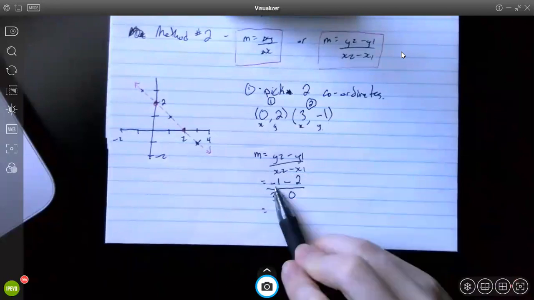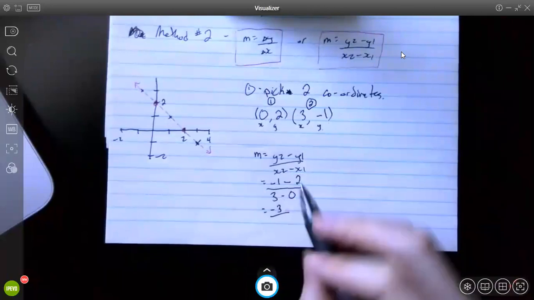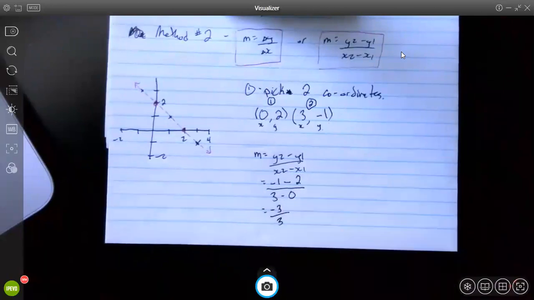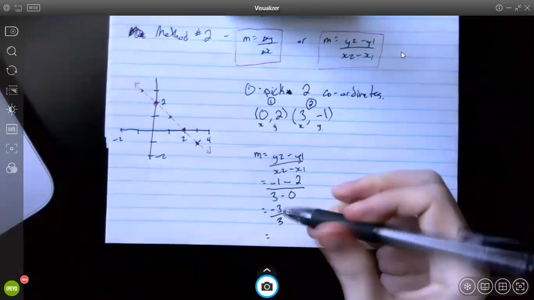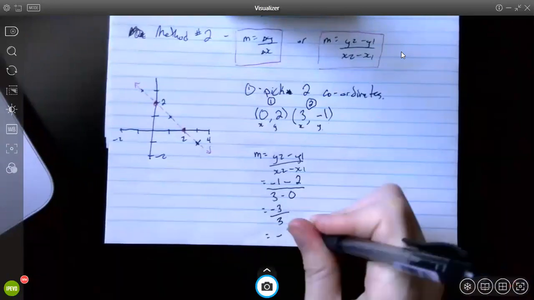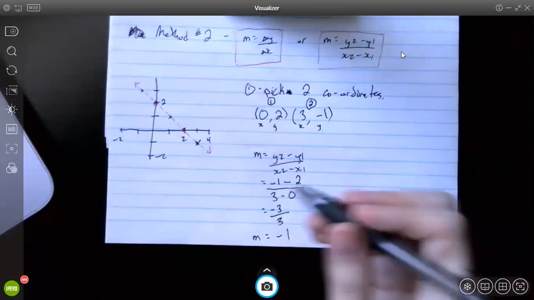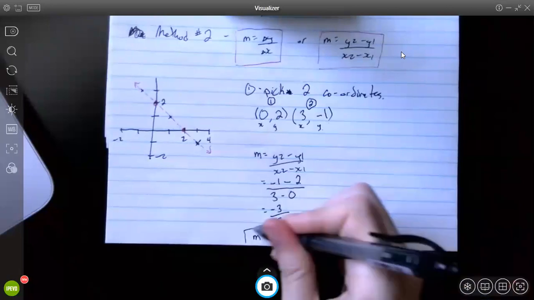-1 minus 2 is -3. 3 minus 0 is 3. And then I write that in lowest terms. I can divide that out. So -3 divided by 3 is -1. So my slope, or my rate of change for this graph, is -1.